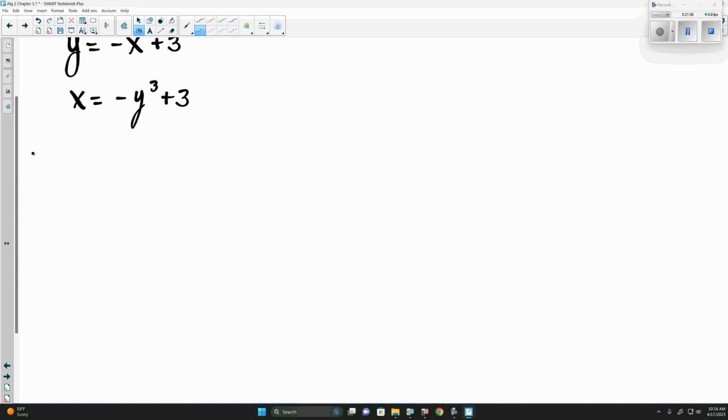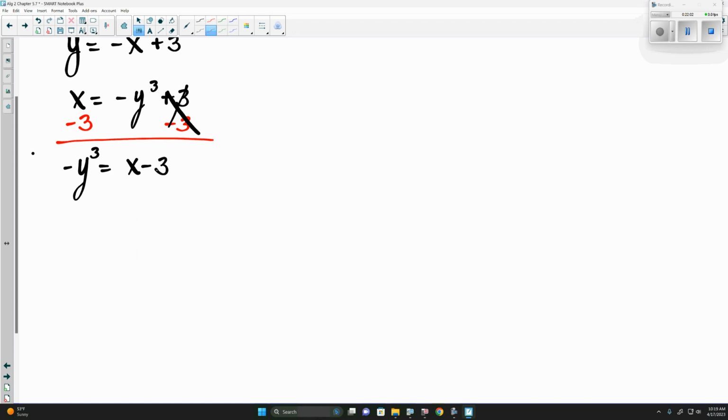And the first step in solving this for y would be to what? Subtract 3. So it's good to do addition or subtraction first, because 3 minus 3 is 0, telling us negative y cubed is equal to x minus 3. What can we do next?